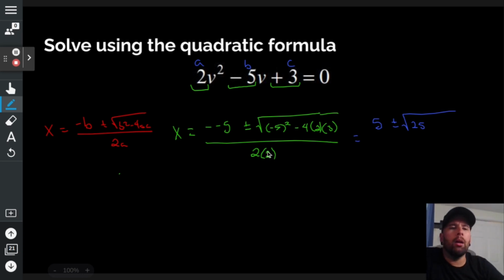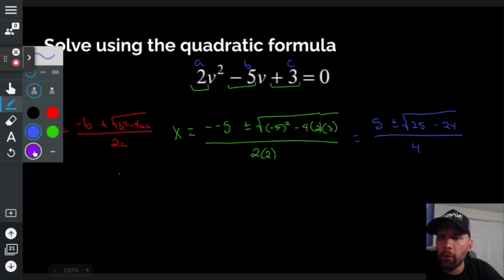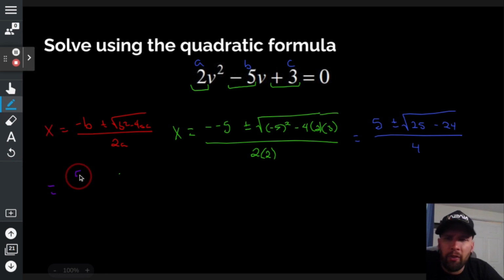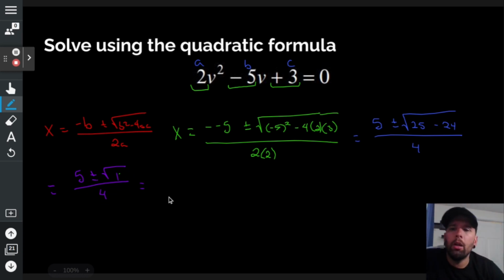All right. Negative 5 squared was 25. Minus 4 times 2 is 8 times 3 is 24. Oh, God is good. You'll see why in a little bit. Over 4. Okay. Let's keep going inside that square root. That's going to be 5 plus or minus the square root of 1 all over 4. The square root of 1 is 1. So 5 plus or minus 1 over 4.